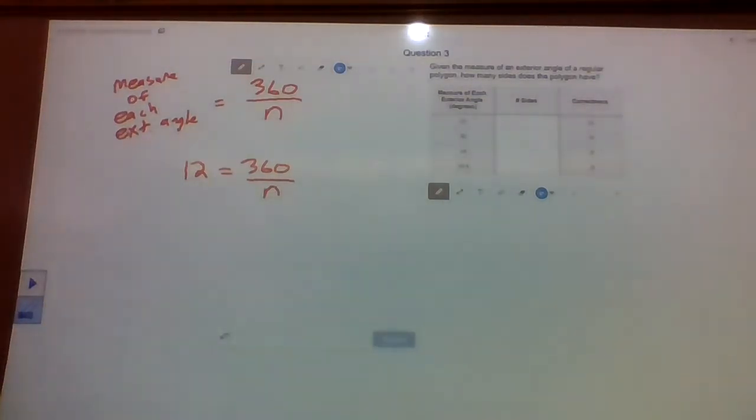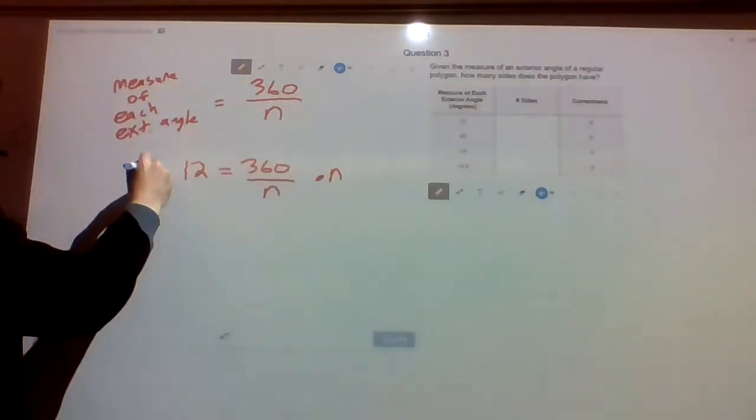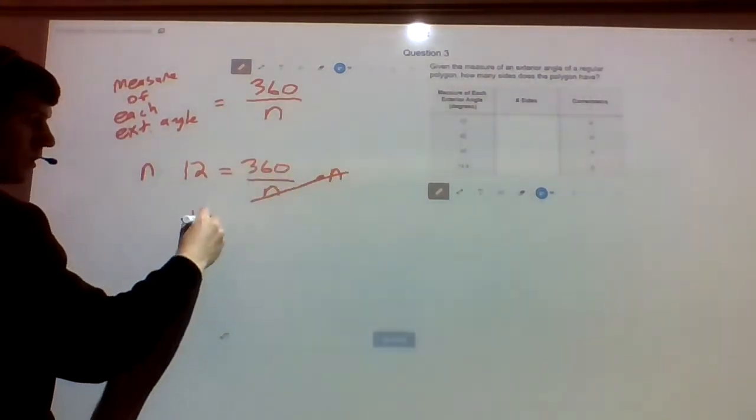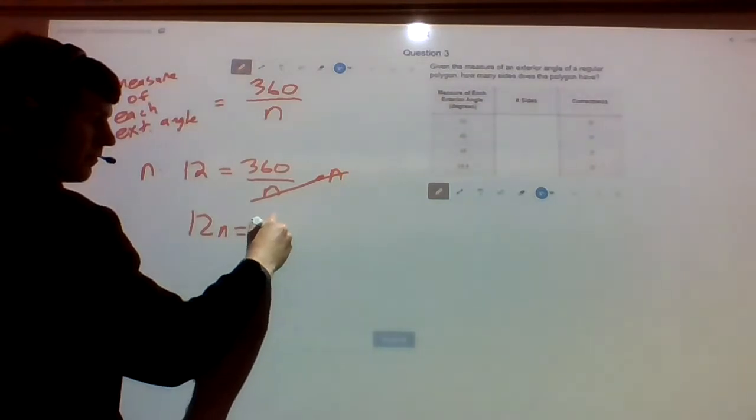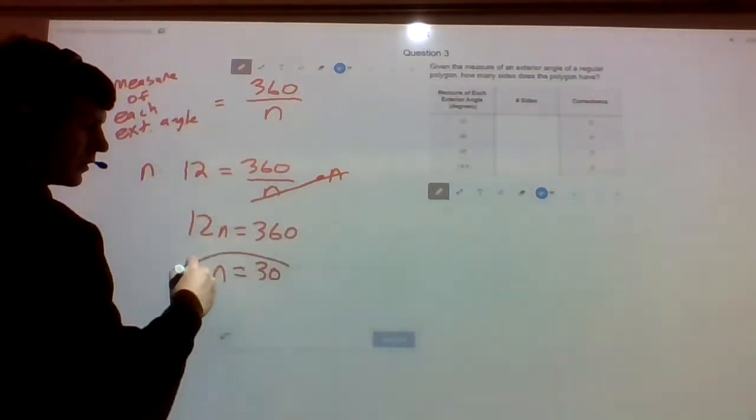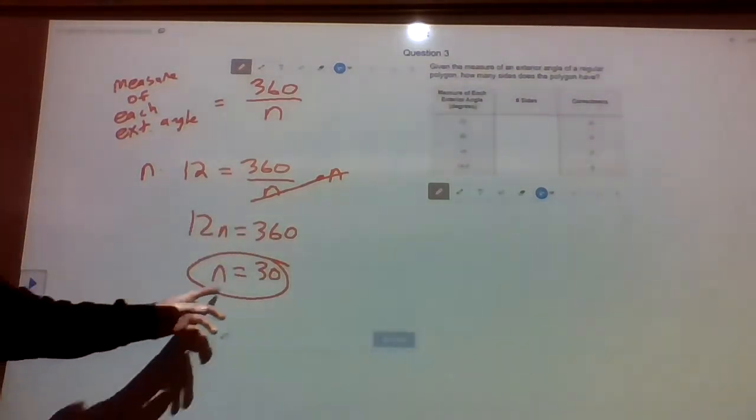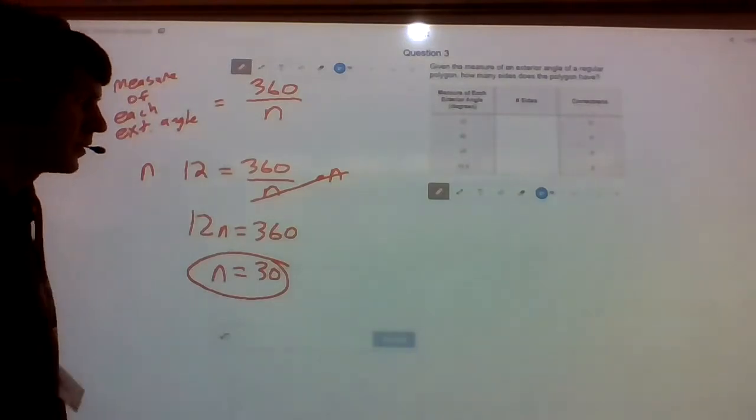Okay. Again, n's in the denominator. We don't want it there, so we're going to multiply both sides by n. That gives us 12n equals 360. Then we simply divide by 12, and that should be 30. 12 goes into 36 3 times. Add the 0, that should be 30. 30 sides.